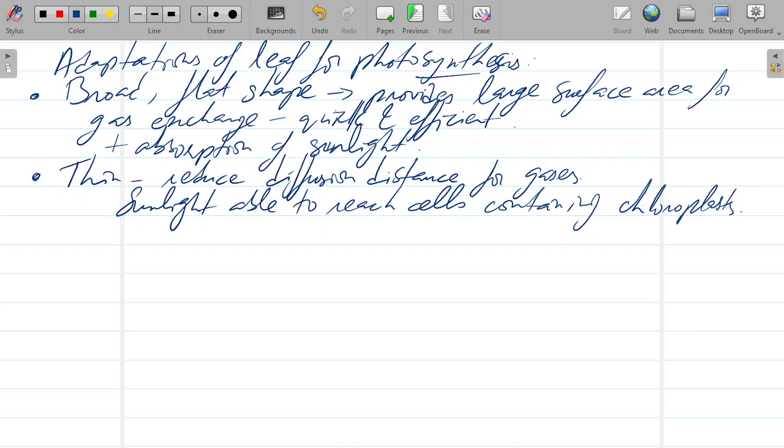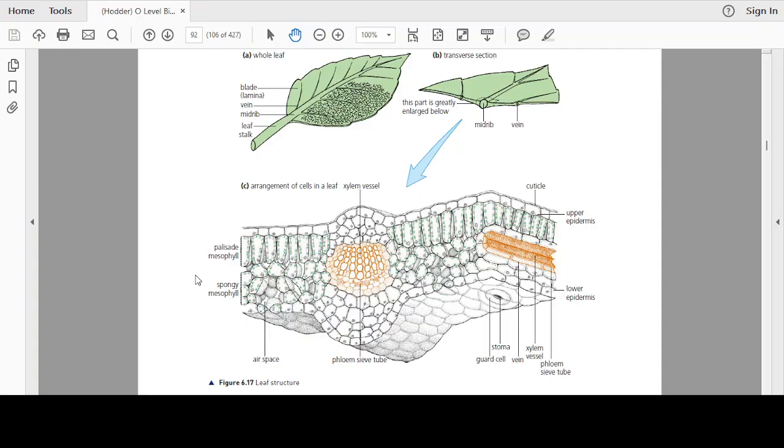Now let's talk about the parts of the leaf in a bit more detail, right? So what are they, and what is their role? Now for this, first I will take you to an illustration in the text that will just make things easier, as opposed to me trying to draw it all out. Put that on screen.